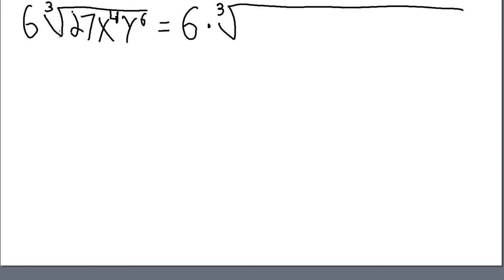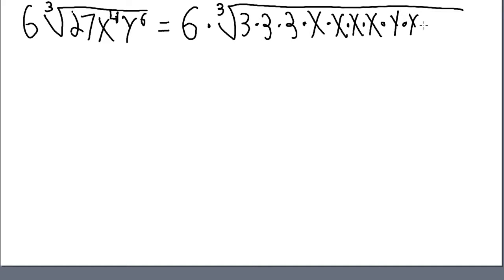Well, I know 27 is the same thing as 3 times 9, and 9 is the same thing as 3 times 3. So 27 is just equivalent to 3 times 3 times 3. Break down your x to the 4. So we have x times x times x times x. Now break down y to the 6. You got y times y times y times y times y times y.